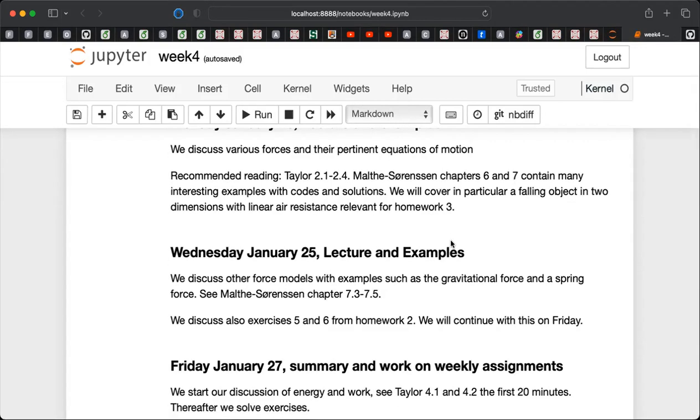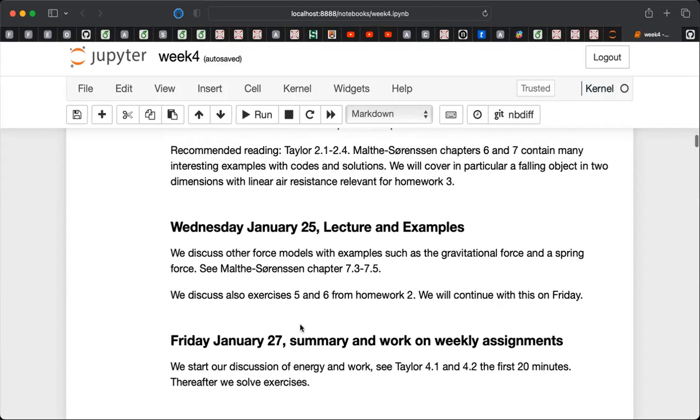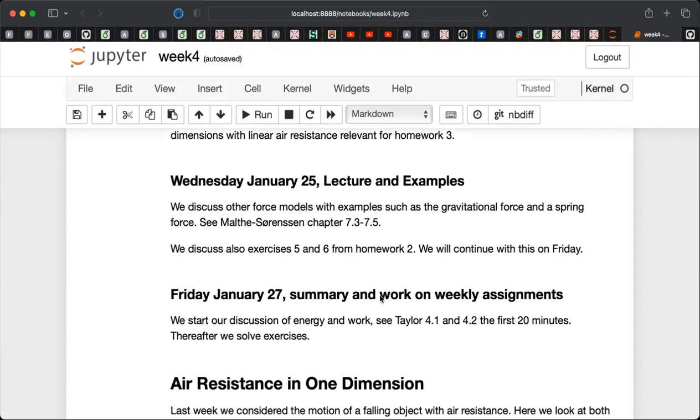The plan for Wednesday is also to look at further examples on applications of forces, so that we get a little bit more reacquainted with Newton's equations and how to solve them. And we're also going to look at some of the exercises from the second homework. And on Friday, we will continue with that. And depending on how far I get on Wednesday with the examples, we are going to dive into the new topic, which is the energy work theorem, which will keep us busy parts of next week as well.